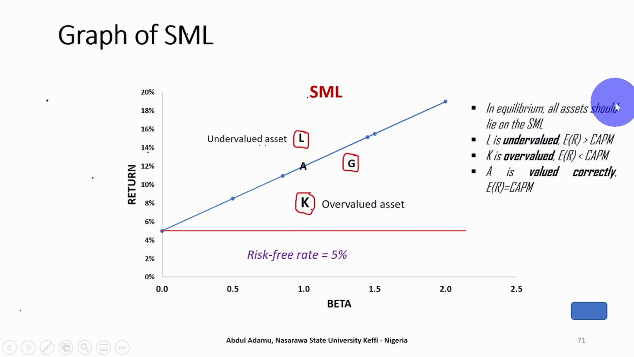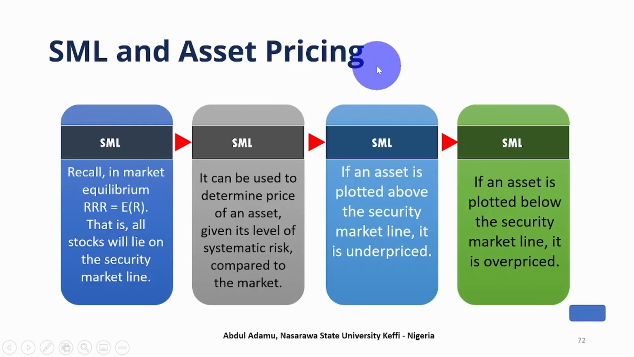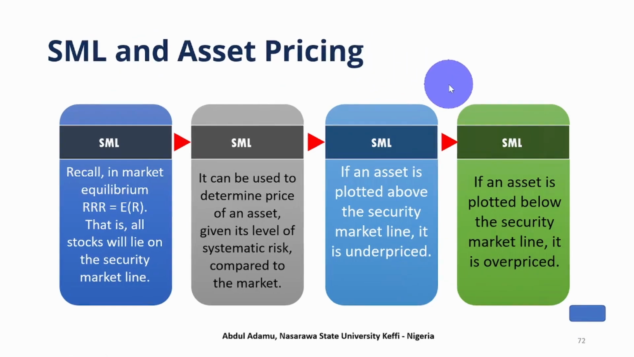So conclusively, if an asset is above, it is undervalued. That is, the expected return is greater than the CAPM return. The CAPM return is the one on this line. Then if it is less than, you can see assets K and G are less than what is on this line, so we say it is overvalued. And if it is equal to, it shows that it's lying on this line, then we say it is valued correctly. So that is how we use the security market line to determine asset price.